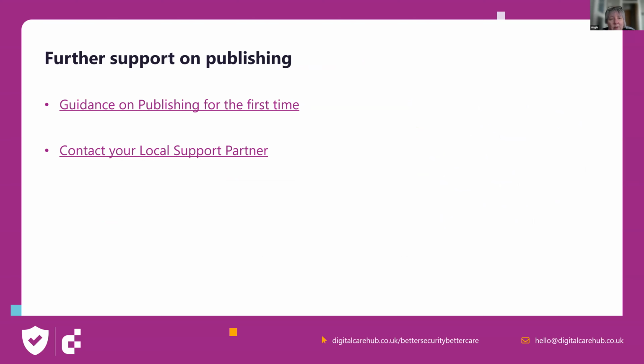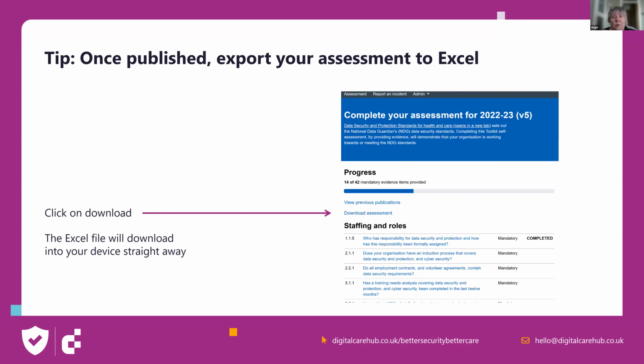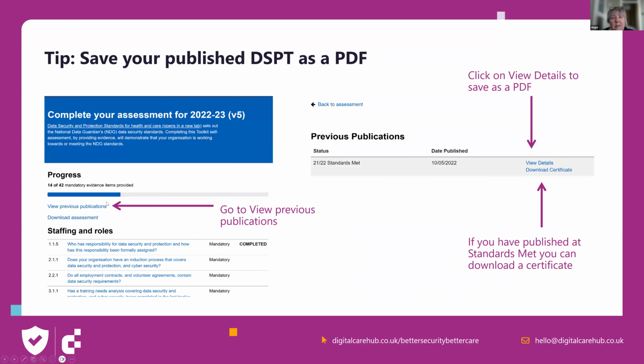So as I said before, there's further support on publishing for the first time, and there's also contact your local support partner. On that link, it'll give you the regions and the person that you need to contact. And once you're published, remember to export your assessment to Excel. You would click on the download assessment, and the Excel file will be downloaded into your device straight away. Okay, and the next slide.